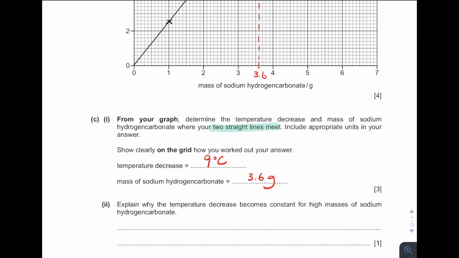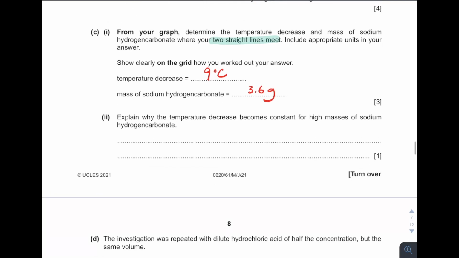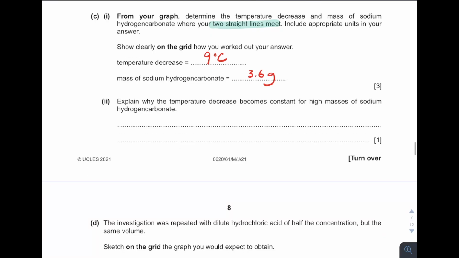Why does the temperature decrease become constant for a high mass of sodium hydrogen carbonate? When the temperature becomes constant, it means there is no more reaction. So in what condition is there no more reaction? From here you know that all the acid has fully reacted, or all the acid is used up. So that's the reason why the temperature remains constant: there's no more reaction.